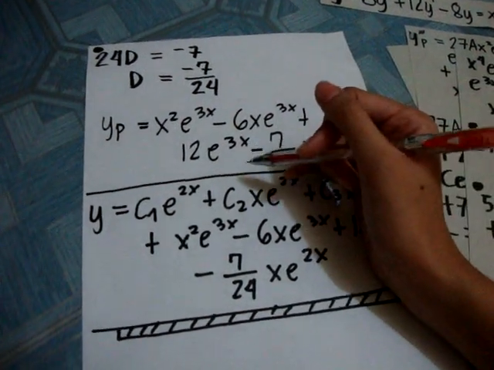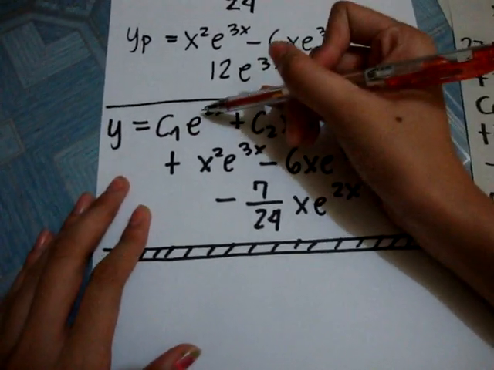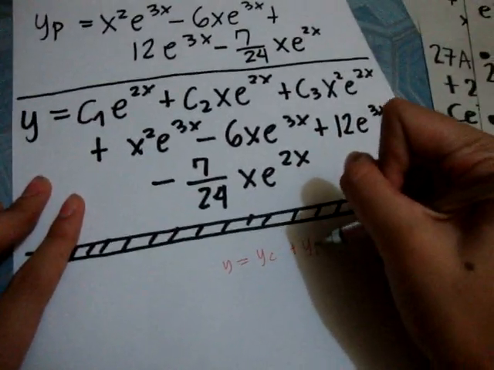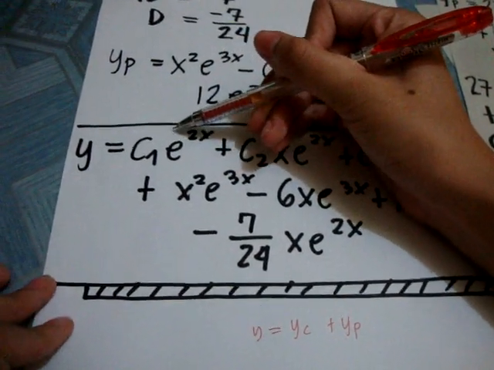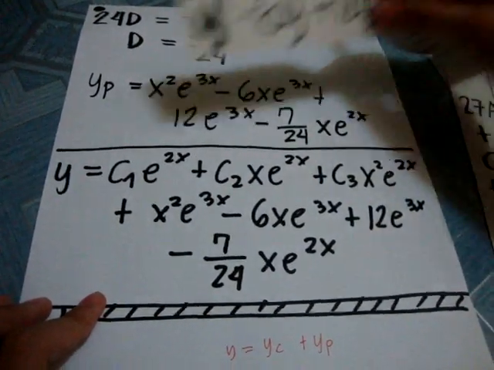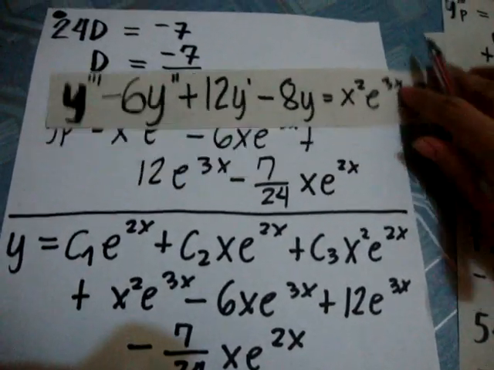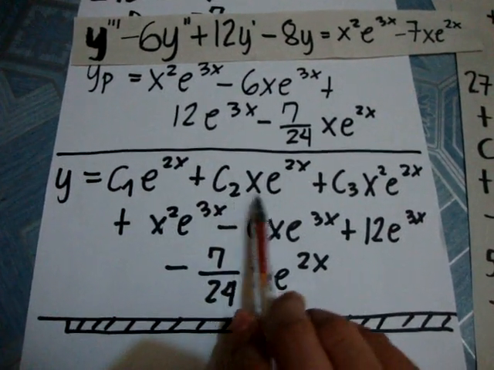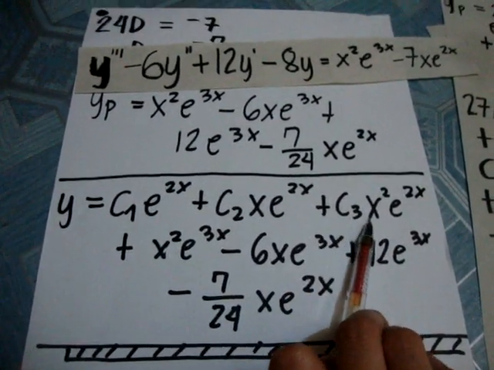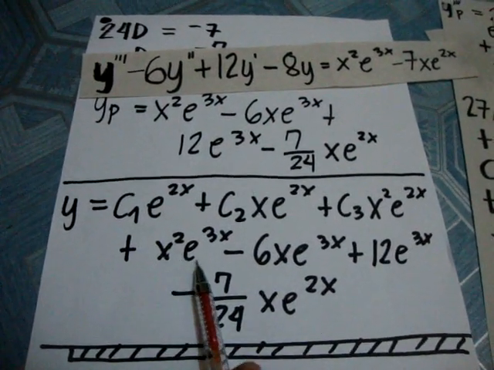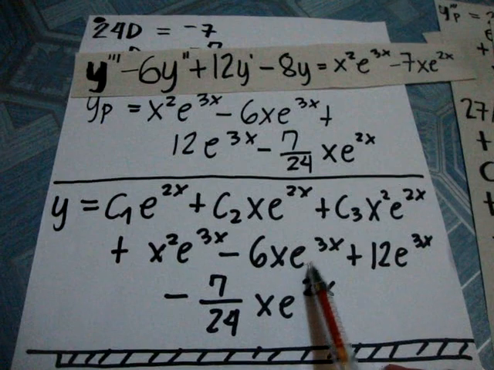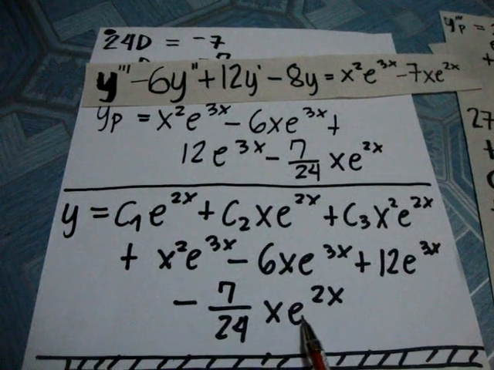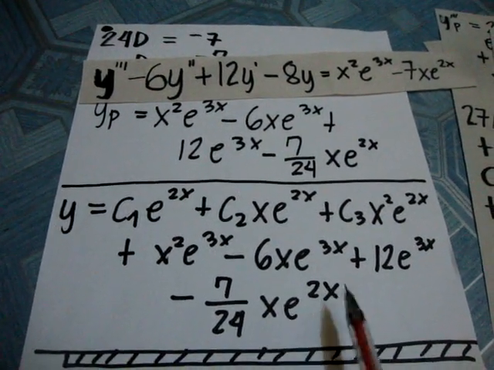Now we have our general solution, which is y is equal to yc plus yp. Now this is the general solution of this equation. Y is equal to C1 times e raised to 2x plus C2 x e raised to 2x plus C3 x squared e raised to 2x plus x squared e raised to 3x minus 6x e raised to 3x plus 12 e raised to 3x minus 7 over 24 x e raised to 2x.